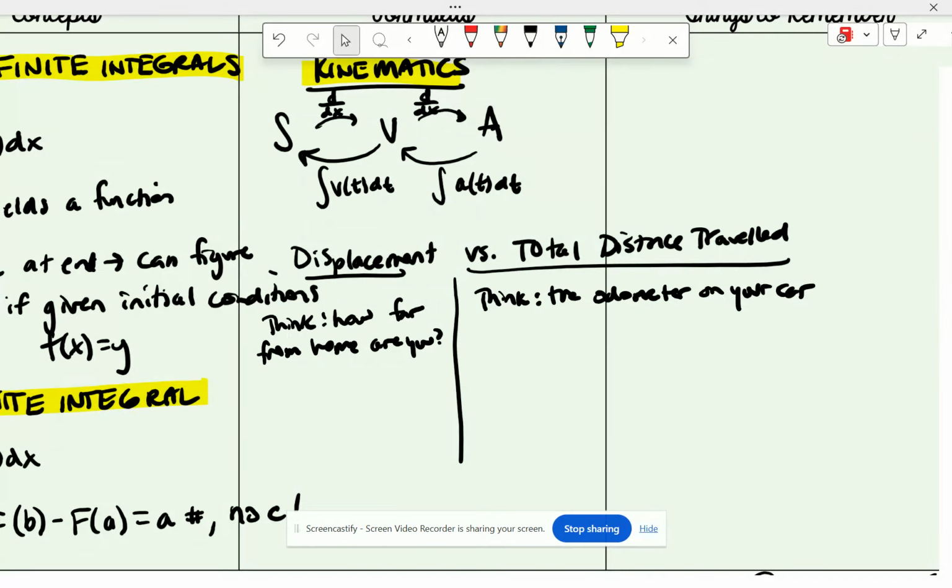Out and back. How do you spell odometer? I kind of mushed it all together so you couldn't tell, but I'm pretty sure it's odometer.